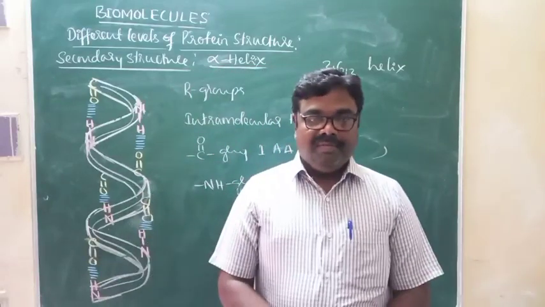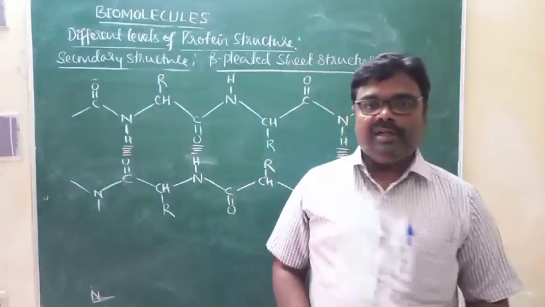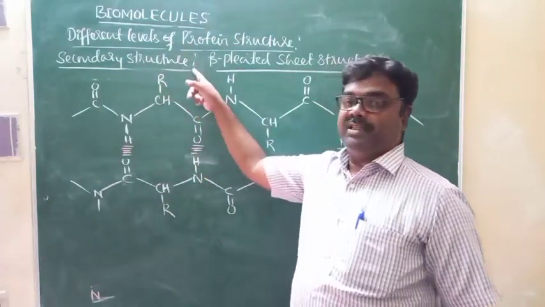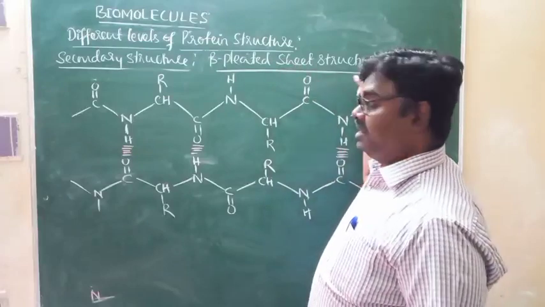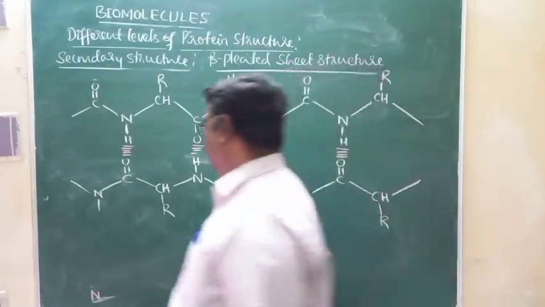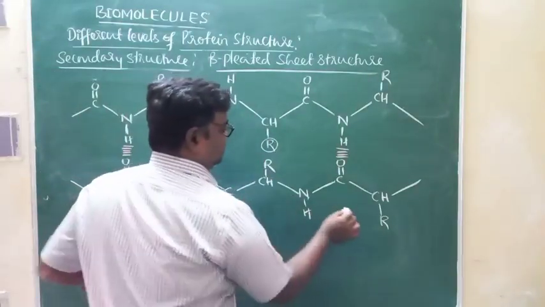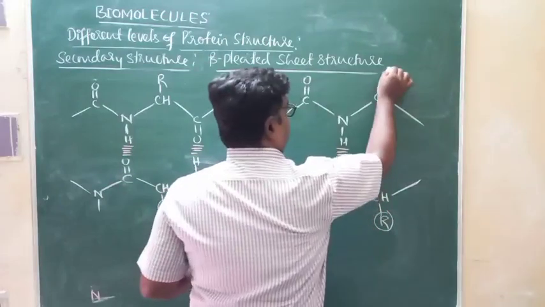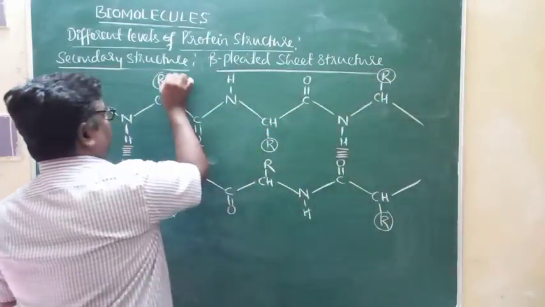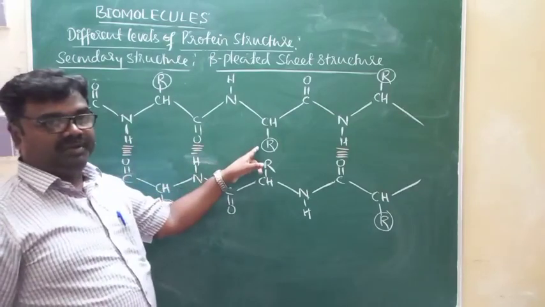Now let us see the beta pleated sheet structure. Yes, now let us see one more kind of secondary structure, that is the beta pleated sheet structure. As I said, this beta pleated sheet structure is possible if the R groups attached to the polypeptide chains are small in size. If the R groups are small in size, then the beta pleated sheet structure is possible.